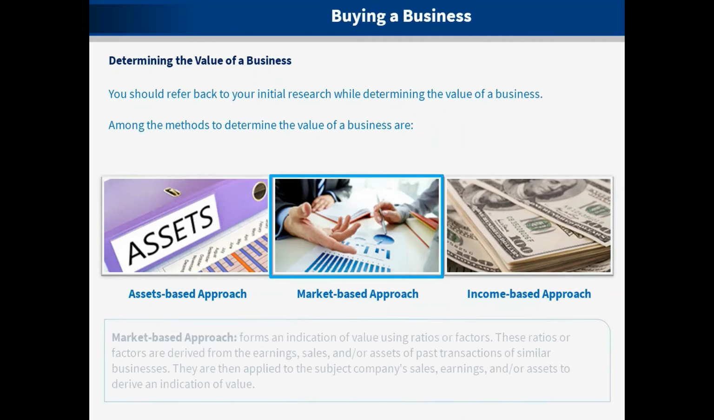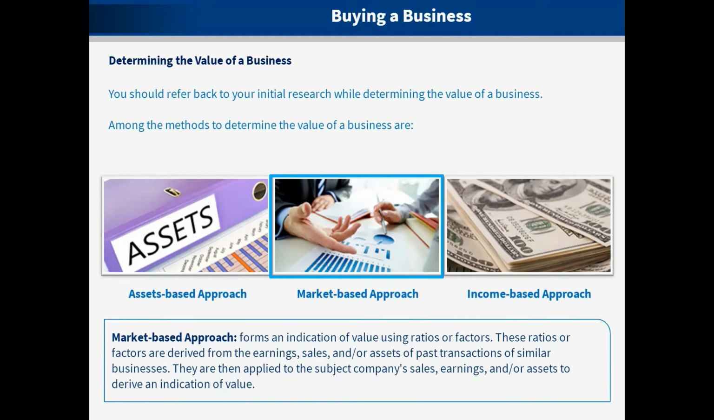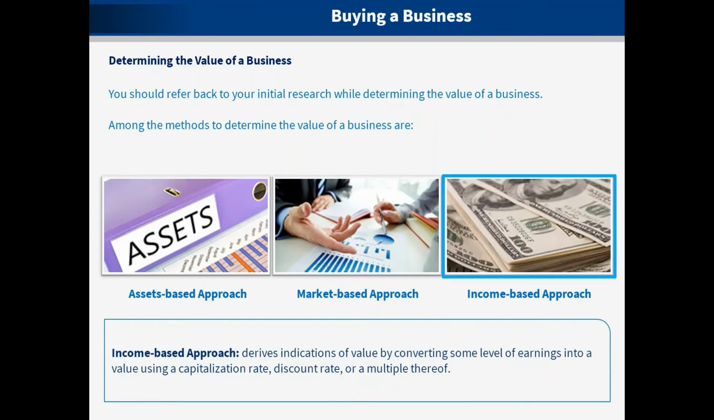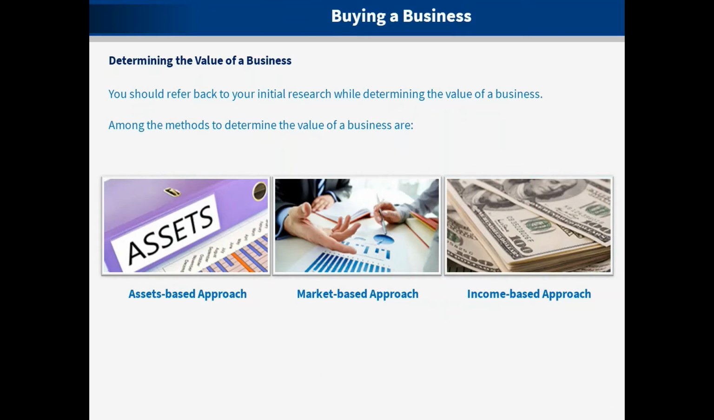The market-based approach forms an indication of value using ratios or factors. The ratios or factors are derived from the earnings, sales, and/or assets of past transactions of similar businesses. They are then applied to the subject company's sales, earnings, and/or assets to derive an indication of value. The third method, income-based approach, derives indications of value by converting some levels of earnings into a value using a capitalization rate, discount rate, or a multiple thereof. For more information, refer to SCOR's article on How to Value Your Business.